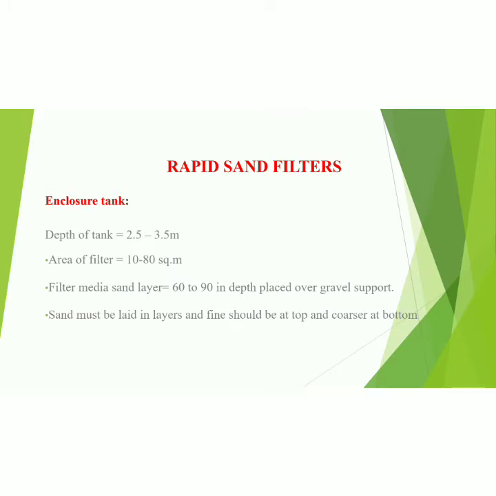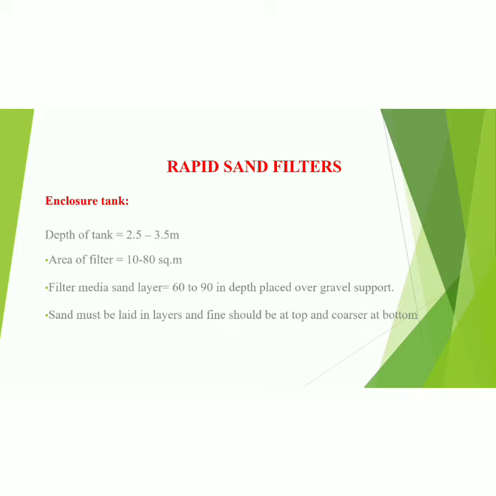So it's an enclosure tank. The depth of the tank should generally be around 2.5 to 3.5 meters, and the area of the filter is 10 to 80 square meters. The filter media sand layer is about 60 centimeters to 90 centimeters in depth, and it should be placed over gravel, as we follow the same thing in slow sand filters too.